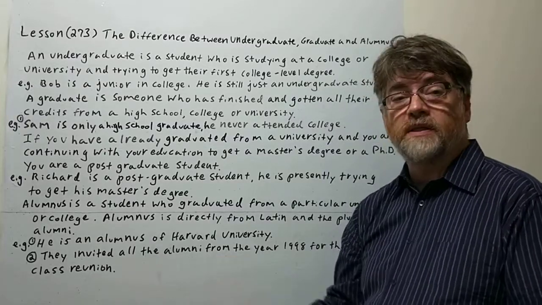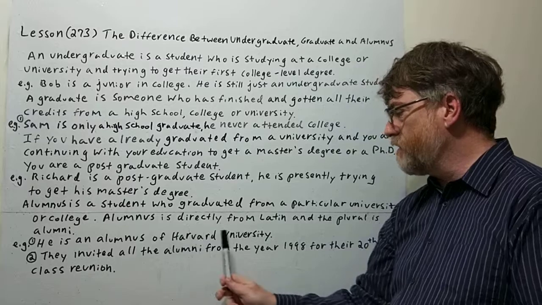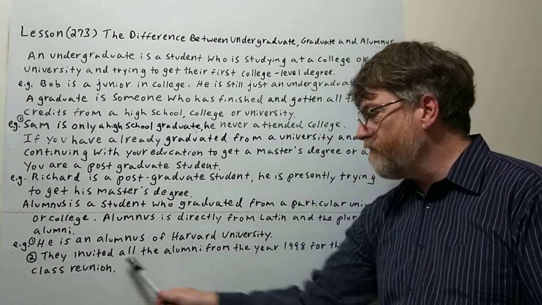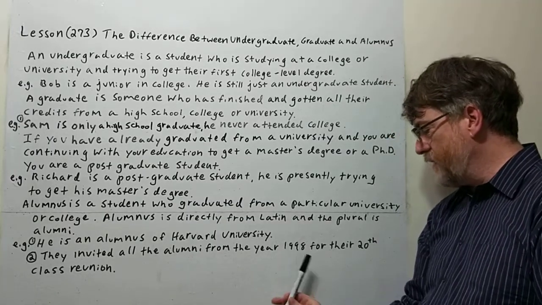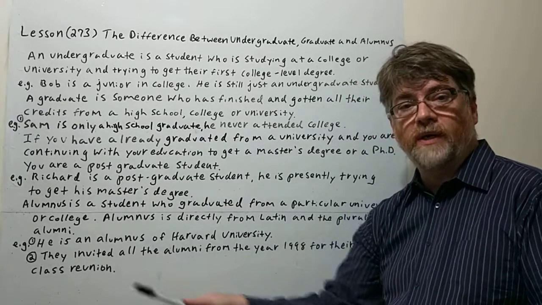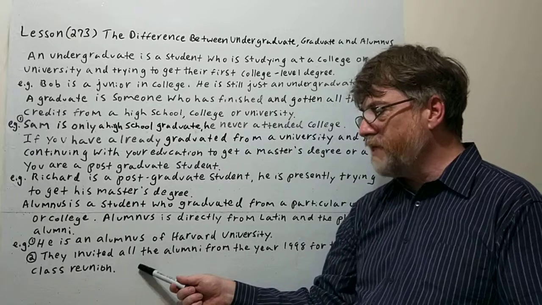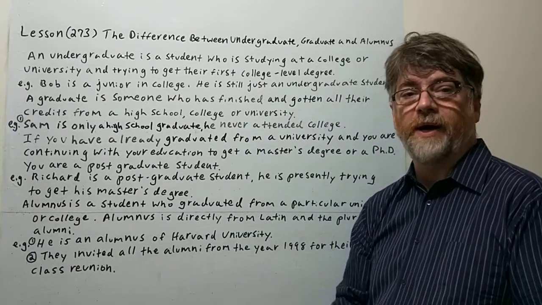All right, so let's look at the examples here. He is an alumnus of Harvard University. We did that one already. And let's look at the second one. They invited all the alumni from the year 1998 for their 20th class reunion. All right, so this is it in the plural. But of course here, when you say this, it's probably understood which university you're already talking about.